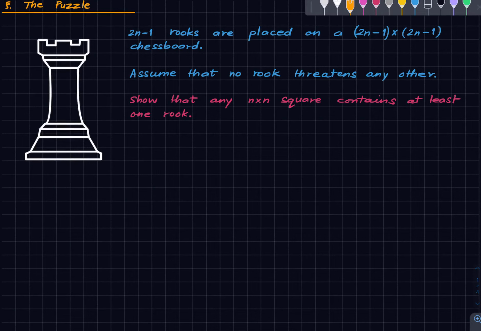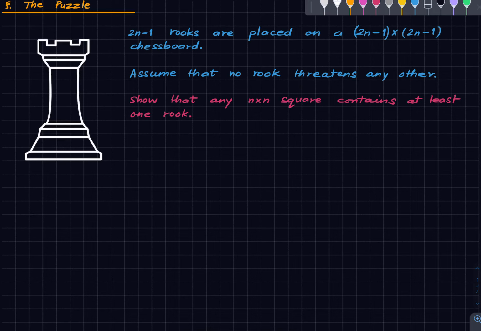Here is the problem. We have 2n-1 rooks placed on a 2n-1 cross 2n-1 chessboard. Assume that no rook threatens the other. So one needs to know how rooks behave on a chessboard. This is what they look like, and if you just do a quick Google, you can figure out how rooks are supposed to move on a chessboard and what they threaten. So I'm assuming you're familiar with that much about chess.